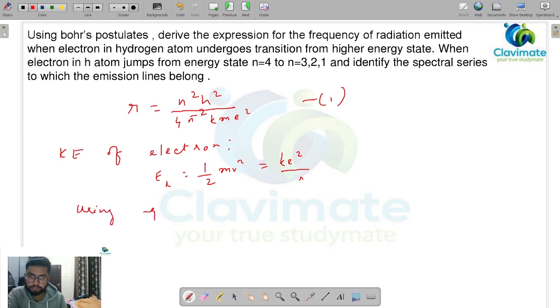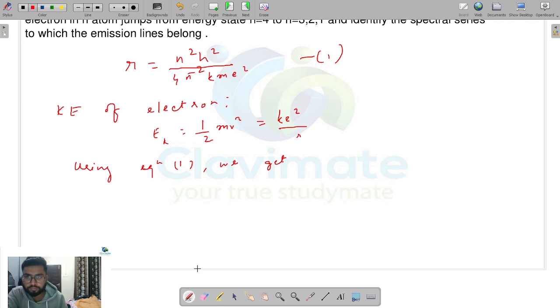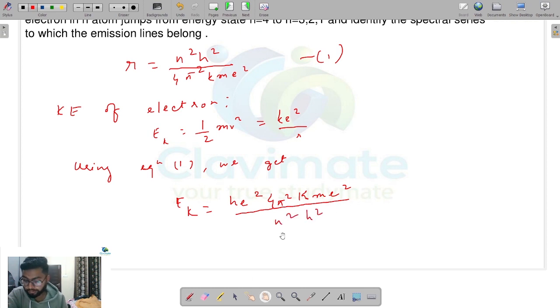Using equation 1, we get Ek, that is putting the value of r in here, that is k e square, 4 pi square k m e square by n square h square.